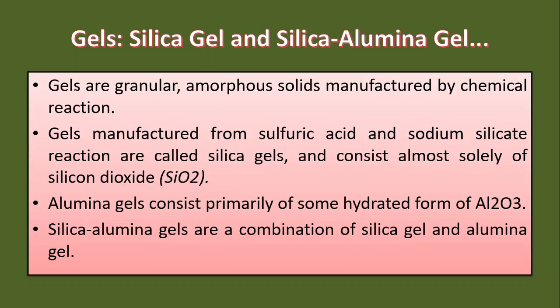Now come to the gels. There are two types of gel: one is the silica gel and the second is the silica-alumina gel. Gels are granular amorphous solids manufactured by chemical reactions. Gels manufactured from the reaction of sulfuric acid and sodium silicate are called silica gels, and they consist almost solely of silicon dioxide, SiO2. So the basic chemistry is SiO2, that is the silica. Alumina gels consist primarily of some hydrated form of alumina, Al2O3. Silica-alumina gels are the combination of the silica gel and alumina gel.